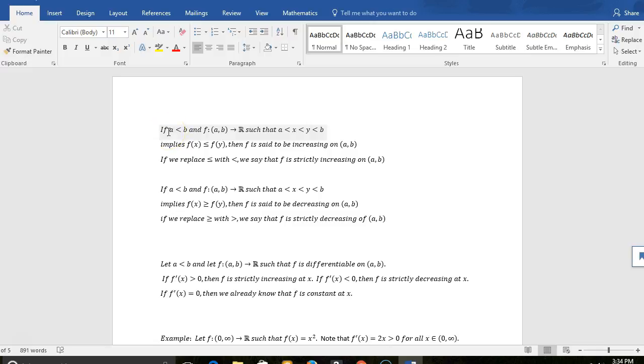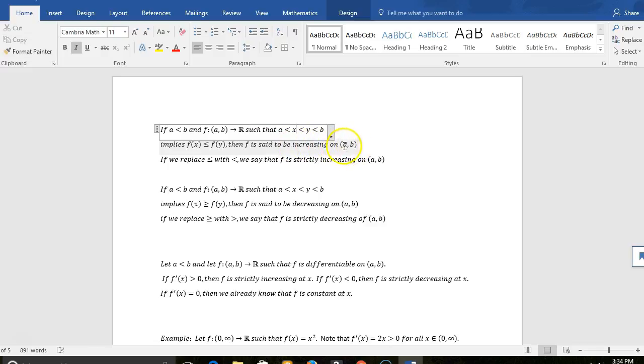Today we're going to talk about the derivative in terms of increasing and decreasing. If a and b are real numbers such that a is less than b, and if f is a function from the open interval (a, b) into R such that a less than x less than y less than b implies that f of x is less than or equal to f of y, then f is said to be increasing on the open interval (a, b).